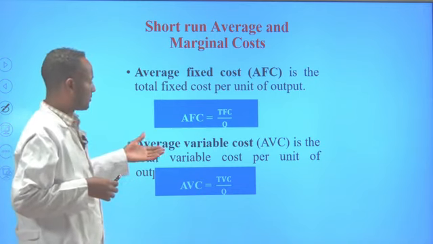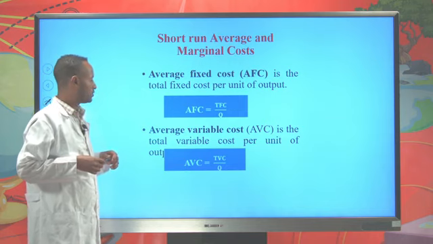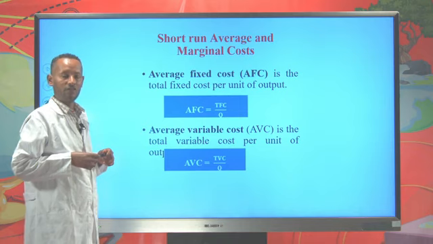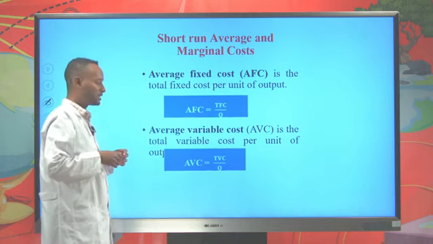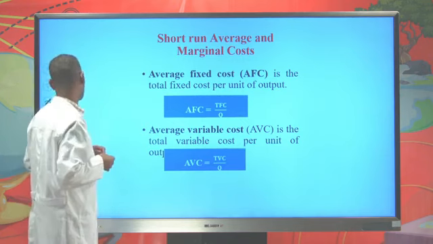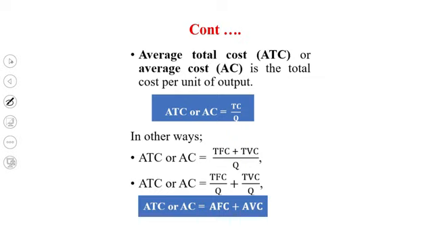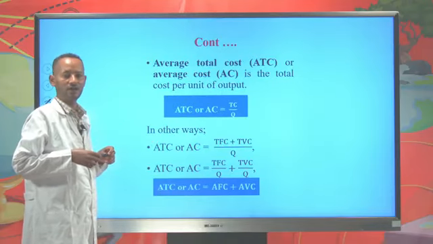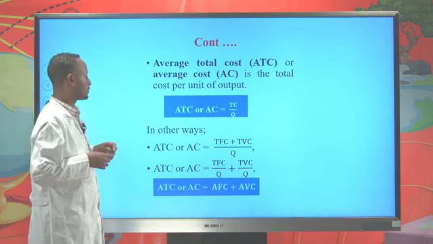Similarly, the average variable cost of production is the total variable cost per unit of the output produced and sold. Mathematically, it is calculated by dividing the total variable cost of production by the output produced. Finally, the average total cost of production, ATC, or the average cost of production in short, is the total cost per unit of output produced and sold. The ATC or AC is calculated by dividing total cost by the output produced and sold.